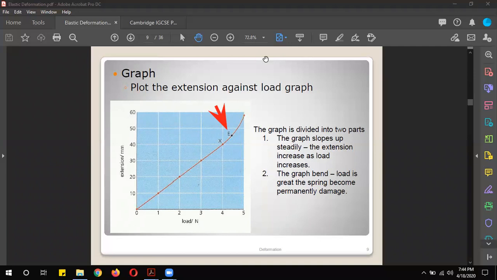Now you can see that when the load added to the spring is 1 Newton, the extension is 10 millimeter, from this point. Now, when the load becomes double, 2 Newton, it becomes 20 millimeter.